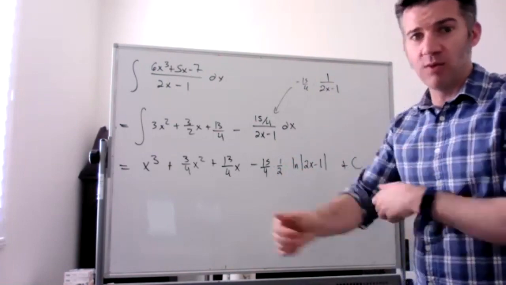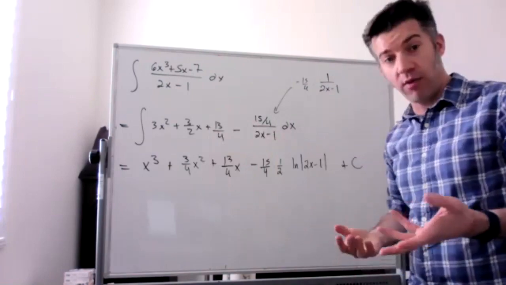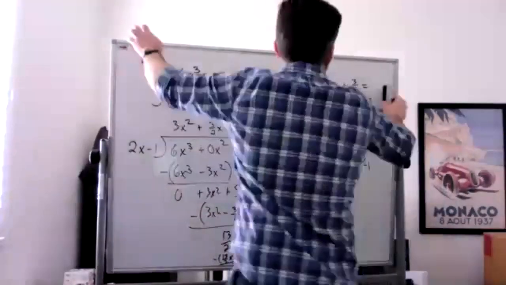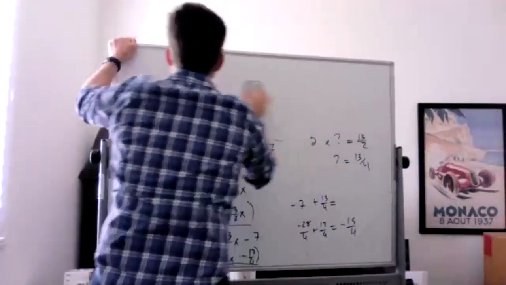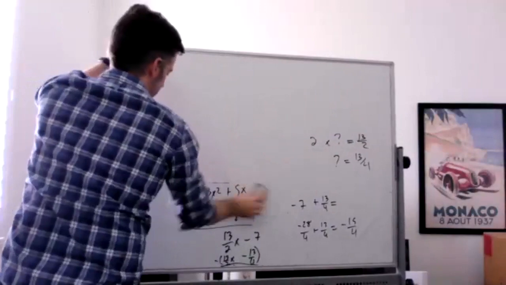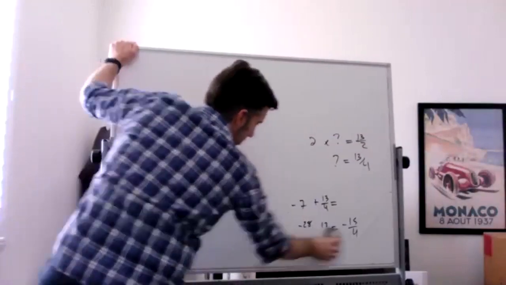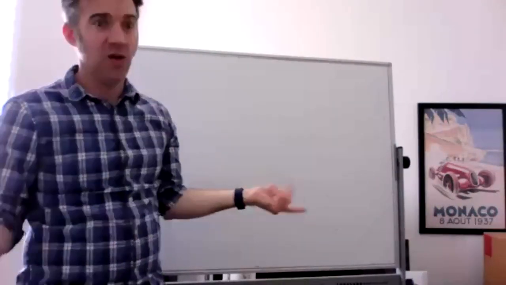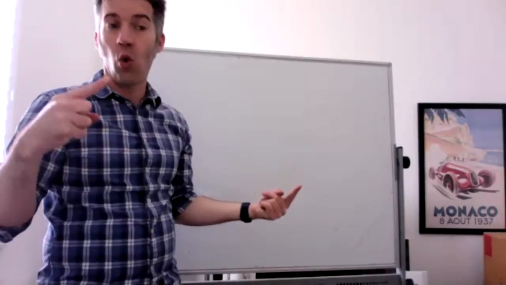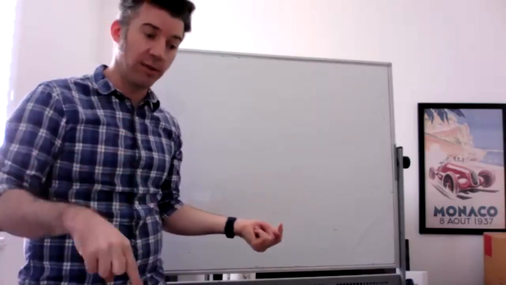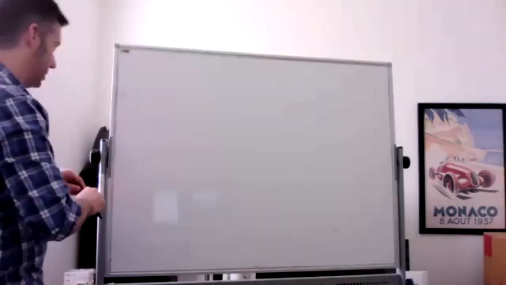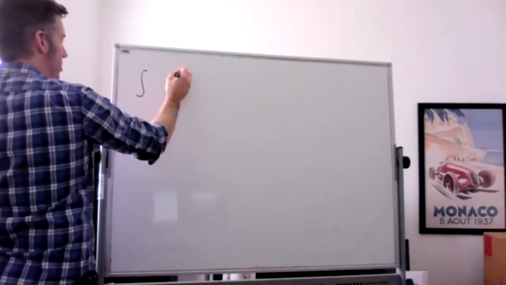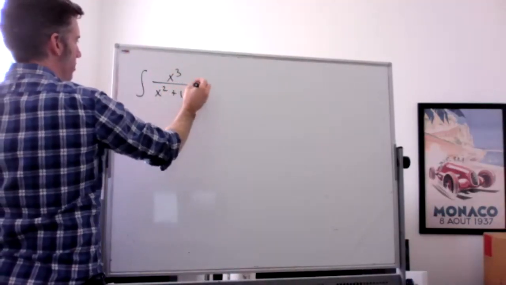Let's do a couple more examples, and then we will move on to section 5.4. So let me remind you, when do we use polynomial division? When the degree on top is bigger than or equal to the degree on the bottom. Later on, we'll see how to deal with something like this: the integral of x cubed over, say, x squared plus 1.